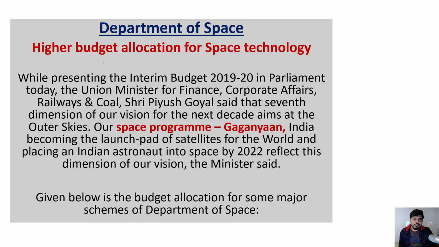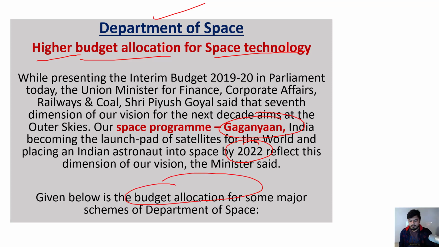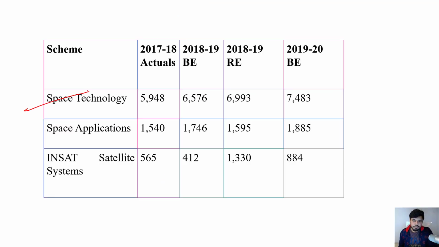Okay, the next data, the first release from the budget: the Department of Space. The budget allocation is on a higher note this time for space technology and space missions. The main focus is Gaganyaan, when in 2022 we will be sending Gagan Yatris into space. That is going to be the first human space flight from India, the first human mission. This time a higher budget allocation is there for this sector. Space technology is going to get 7483 crore rupees, 1885 crore rupees for space application, and 884 crore rupees for INSAT satellite systems.